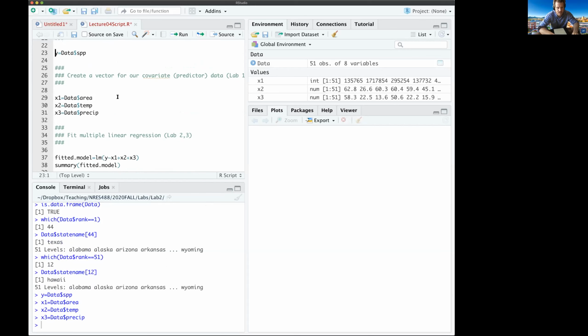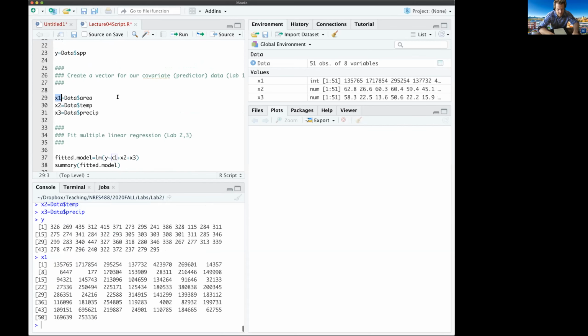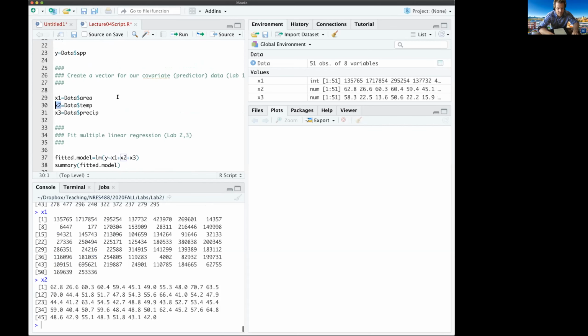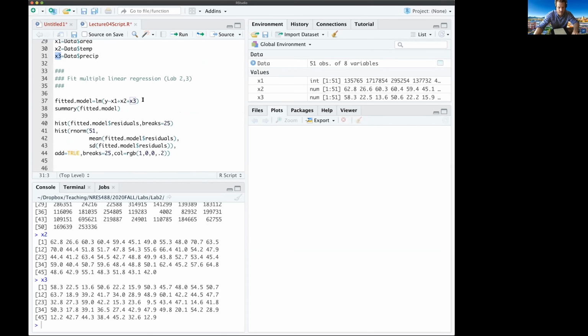We can look at what each of those look like just by running Y. There's our list of 51 variables, because it's all the states, including Puerto Rico. Then we have X1, X2, and X3. Now here's what we're interested in. We want to use this lm function to fit a multiple linear regression model. The only difference from simple linear regression is this little addition here, where we can add additional covariates. So we have X2 and X3.